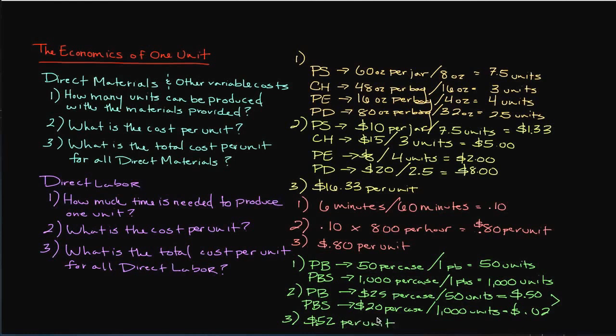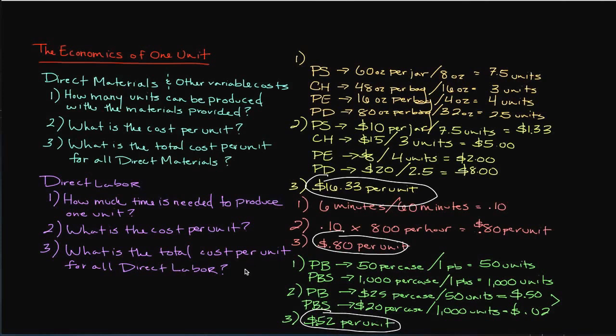Okay. So we're essentially done with most of the calculations. We really just need to do some basic addition for the most part. But let's go ahead and actually add all of our costs together. We know that we have 3 different sources of costs, right? The first one is we have $16.33 per unit, which is our direct materials per unit. We have 80 cents, which is our direct labor, and we have 52 cents per unit, which is going to be our other variable cost.